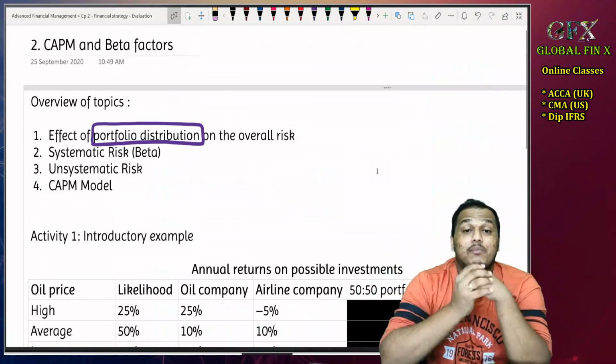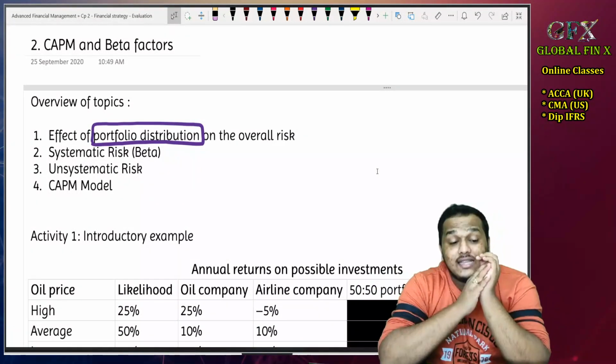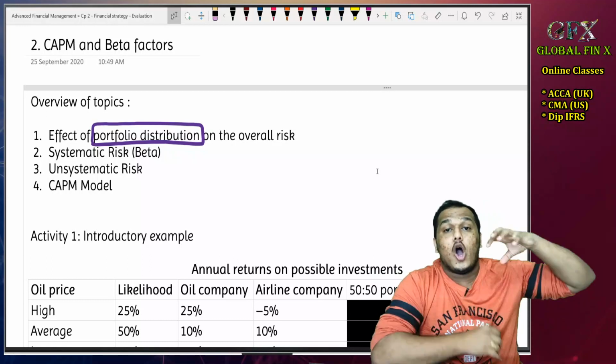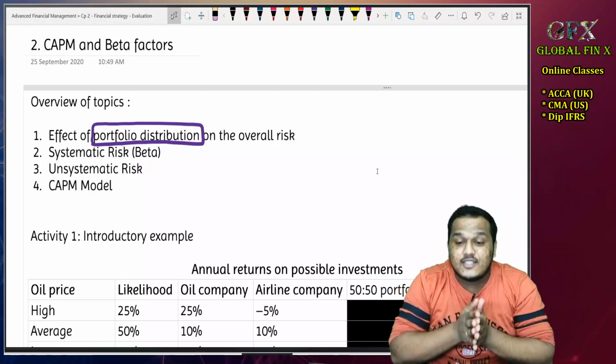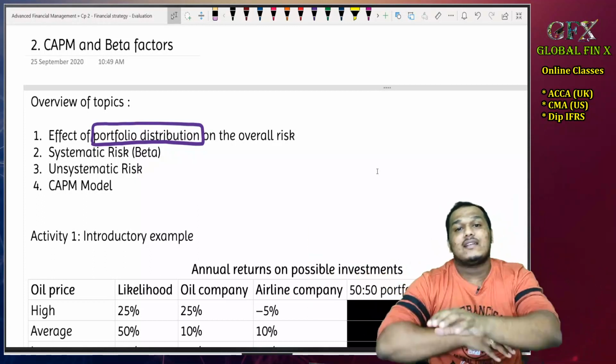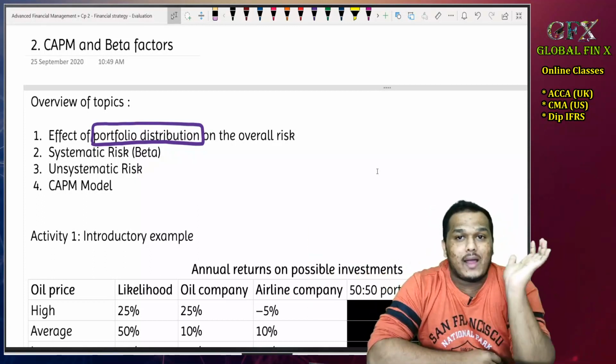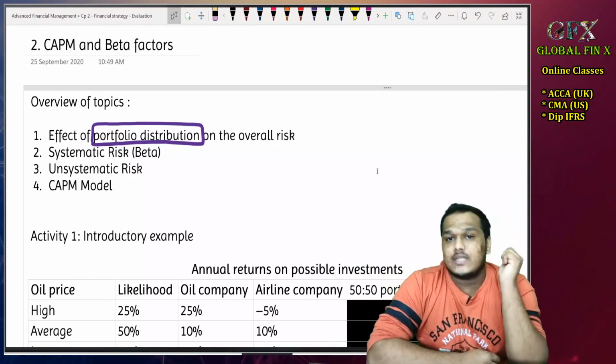Sir, what do you mean by portfolio distribution? It means that instead of putting all your eggs in one basket, if you distribute your eggs into multiple baskets, even if some of them go bad, the others can be used.